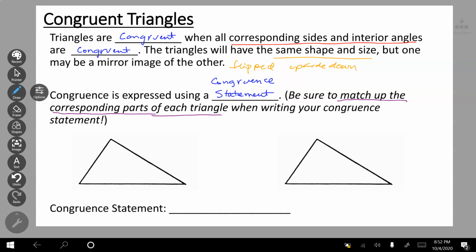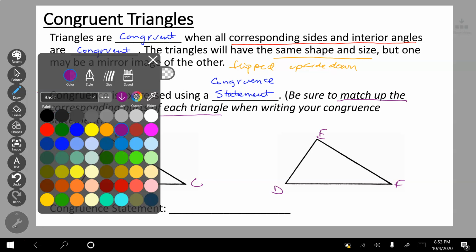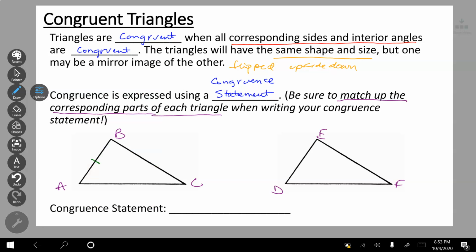It is very, very important. So if you had triangle ABC and triangle DEF, and they kind of look like they're the same shape and size, we're going to show it by making all the parts congruent. So I can say this side here is congruent to this side here by putting one tick mark on each. This side here, BC, is congruent to this side here, EF, by putting two tick marks. And then AC, I'm going to put three tick marks, and DF, I'm going to put three tick marks.